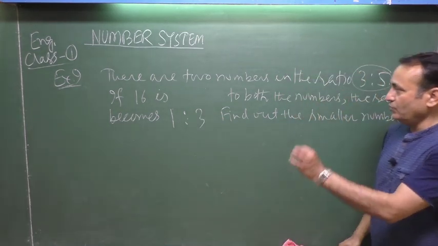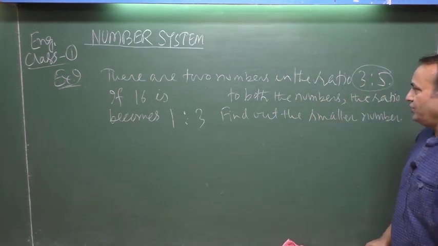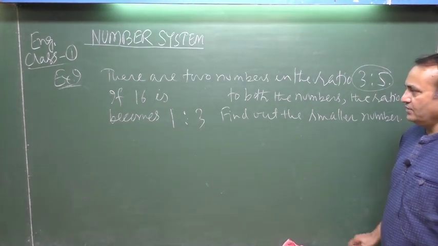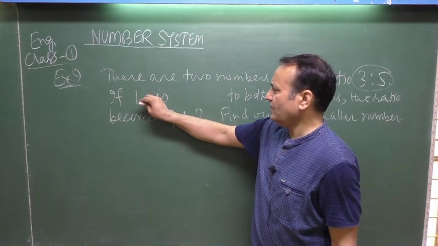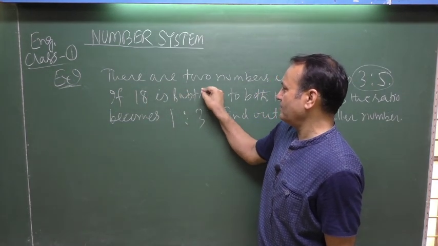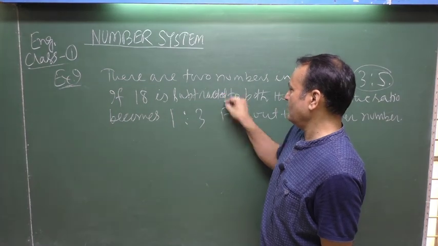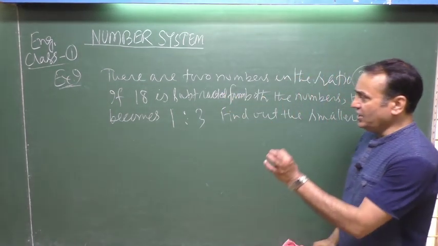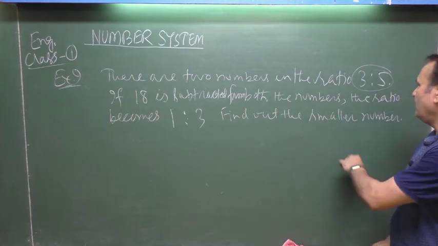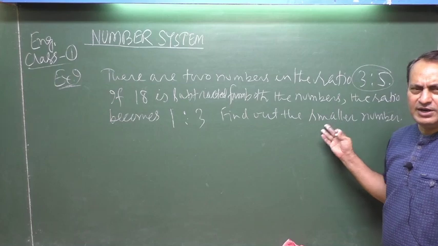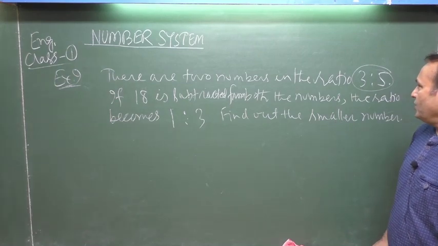See here, there are two numbers in the ratio 3:5. If 18 is subtracted from both the numbers, the ratio becomes 1:3. Find out the smaller number or bigger number. Anything you may change here. Okay. See here.